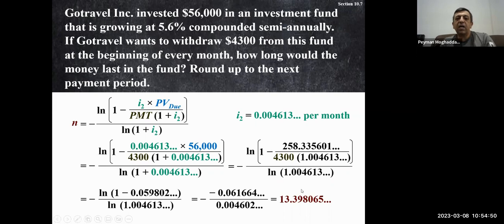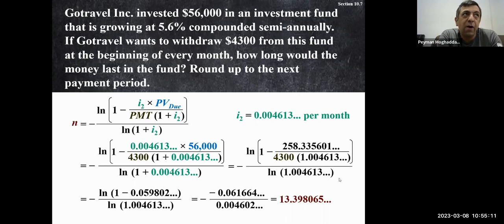And now, I said round it up to the next payment period, right? 13.39 doesn't make any sense. You want to know how many payments you made. You can't say I made 13.39 payments. Everyone would laugh at you, right? So you have to round it to the next payment, or they may say round it to the previous payment. You have to look at the question.